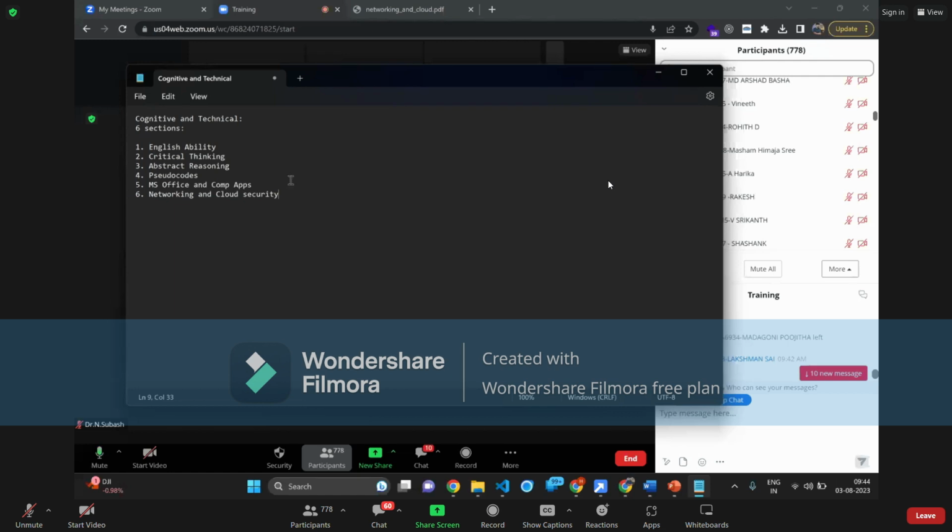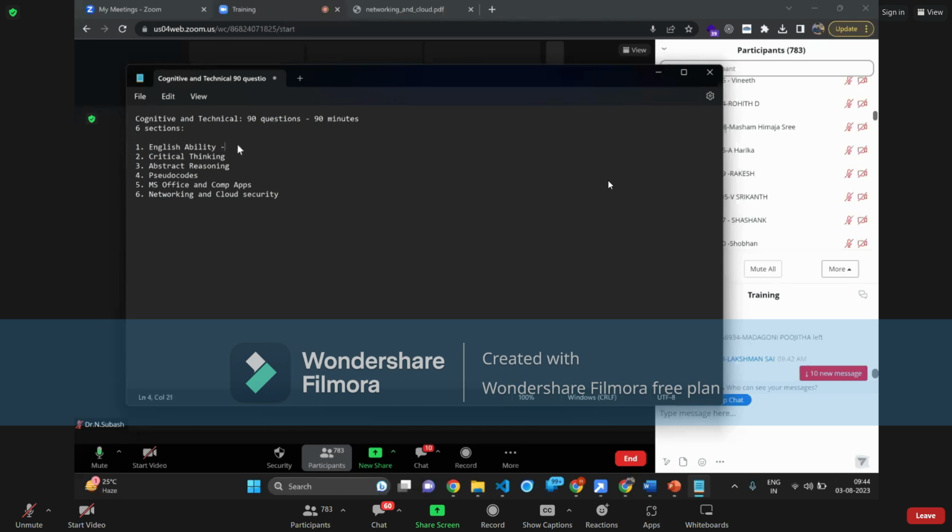Now, I'll just explain how the questions are split. So, the cognitive and technical round will have 90 questions overall, and for all these 90 questions, you've got a timer of 90 minutes that kickstarts as soon as you press the start button or the proceed test button in your exam portal. Now you've got 90 questions, 90 minutes. How does this 90 questions split up across different sections?